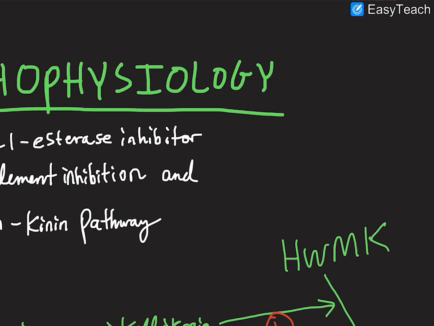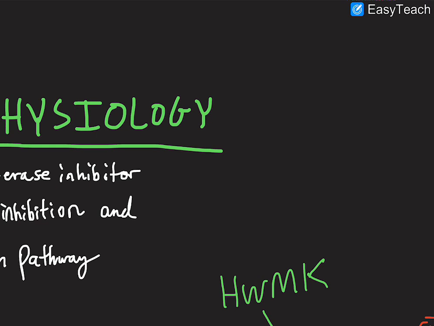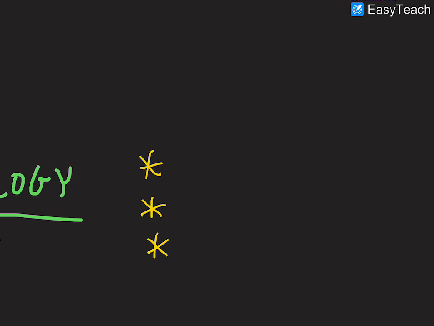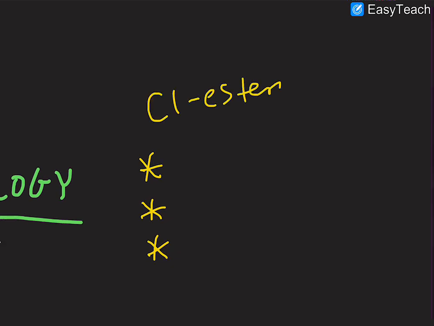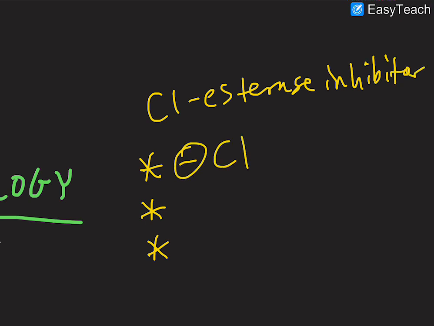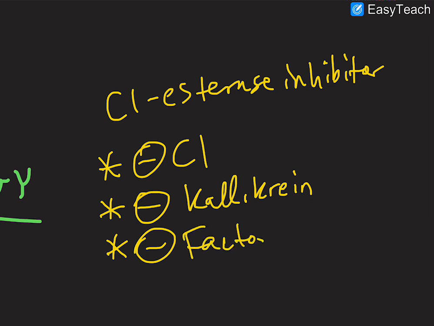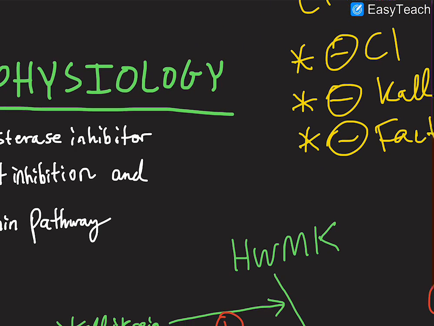So let's write that down. C1 esterase inhibitor, let's write the things it does here. C1 esterase inhibitor inhibits C1, hence the name, right? But it also inhibits a molecule called kallikrein. And it also inhibits factor 12. So let's go and see why this matters.